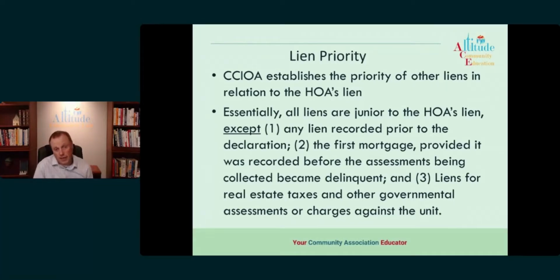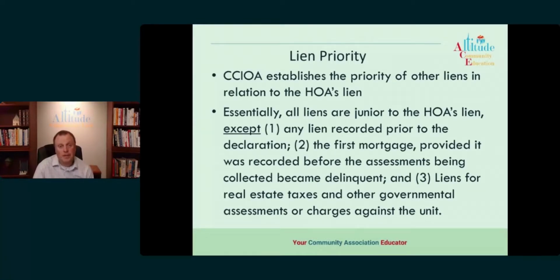So as we said, Kiowa established the priority of other liens in relation to the HOA's lien. Essentially, all liens are junior to the HOA liens, except any lien recorded prior to the declaration, which again would be something that's very rare. Typically, for that to happen, the home would have already had to be in place. Then that home would have had to join the association or become subject to that declaration for it to be recorded prior to the declaration. So while it can happen, it's pretty uncommon.